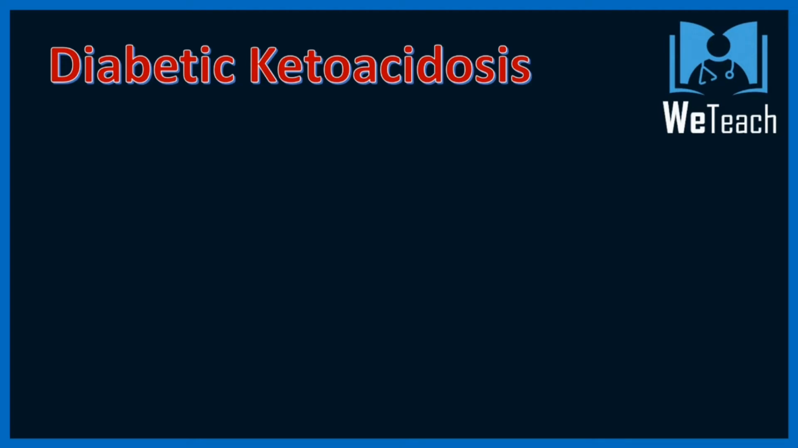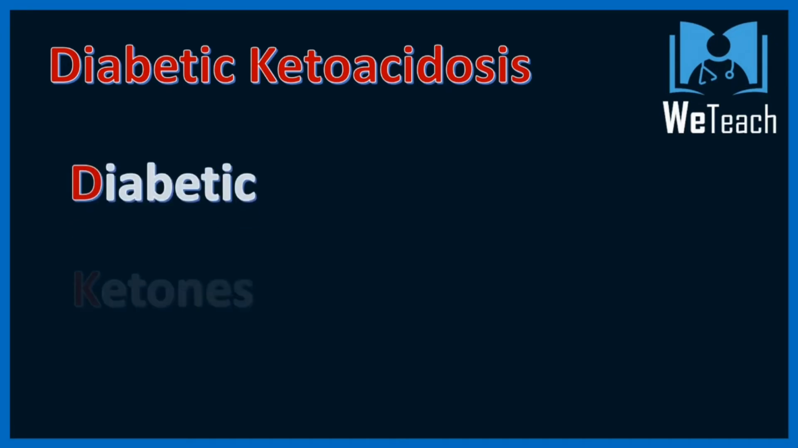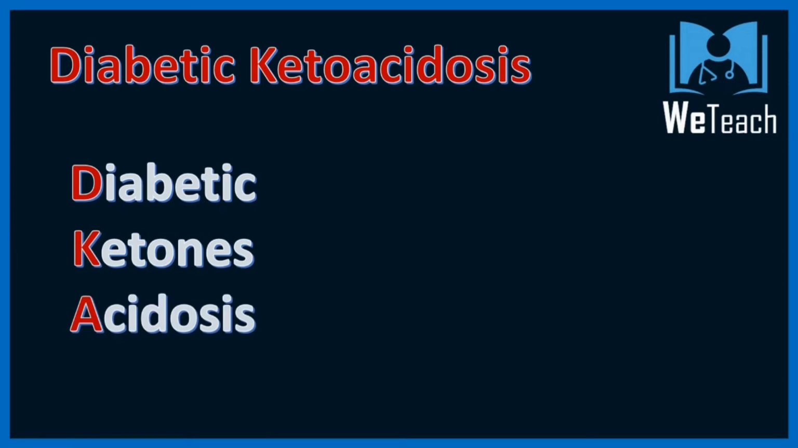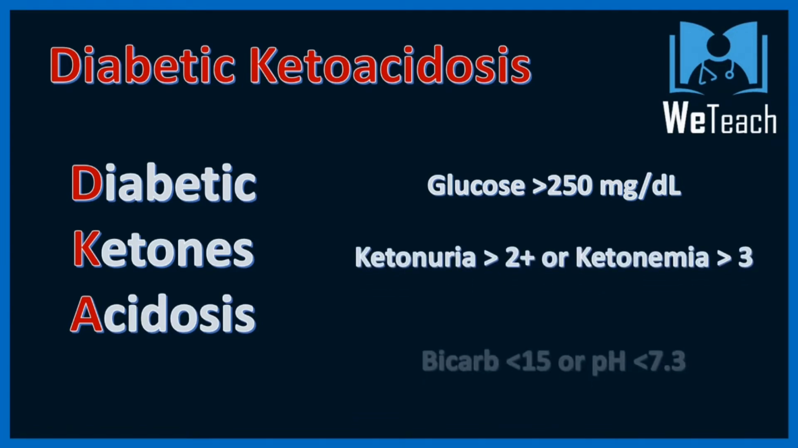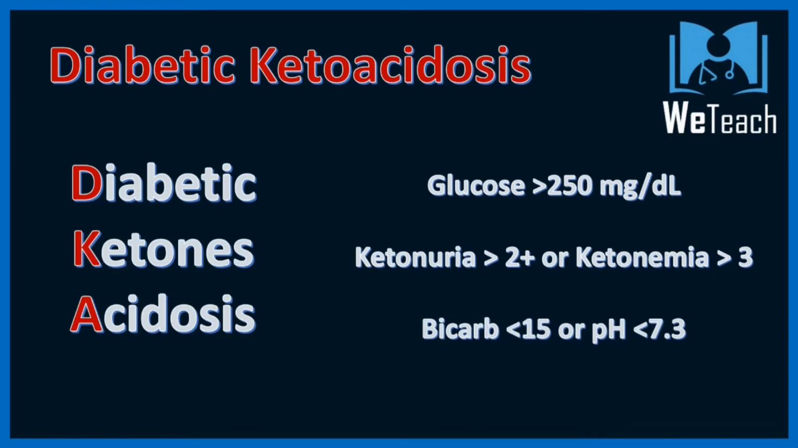In order to remember the diagnosis of DKA, it's best to think about it as the 3 letters D, K, and A. D stands for diabetic, K stands for ketones, and A stands for acidosis. When we say diabetic, the criteria is to have a glucose more than 250 milligrams per deciliter. And when we say ketones, it's either to have ketonuria more than 2 plus or ketonemia more than 3 millimoles per liter. As for acidosis, it's to have bicarbonate less than 15 or pH less than 7.3. And this is the criteria to diagnose DKA.